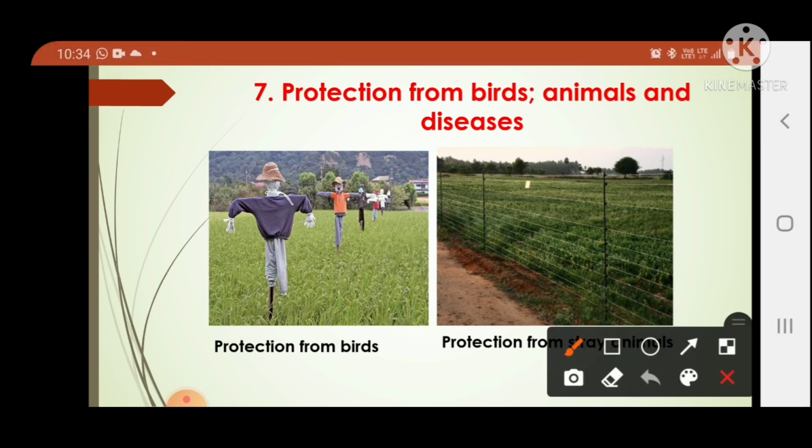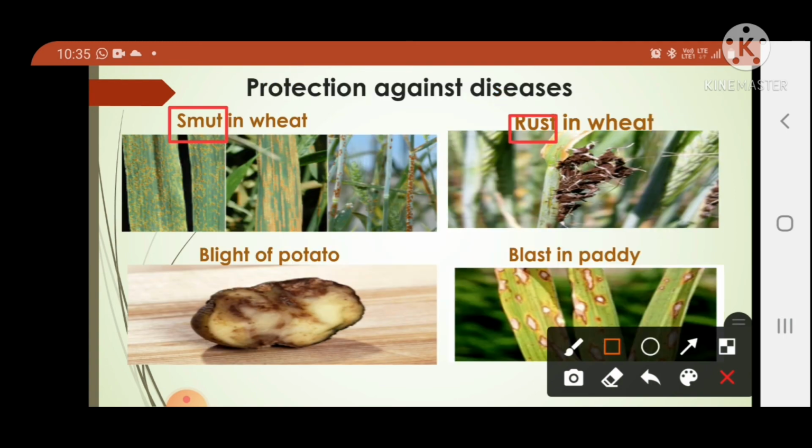You must have seen such scarecrows in the fields to scare away the birds. Crops can be protected from stray animals by putting up a fence all around the field. Smut and rust in wheat, blight in potato, and blast in paddy are few diseases caused by fungi. The crops are to be protected against these diseases.